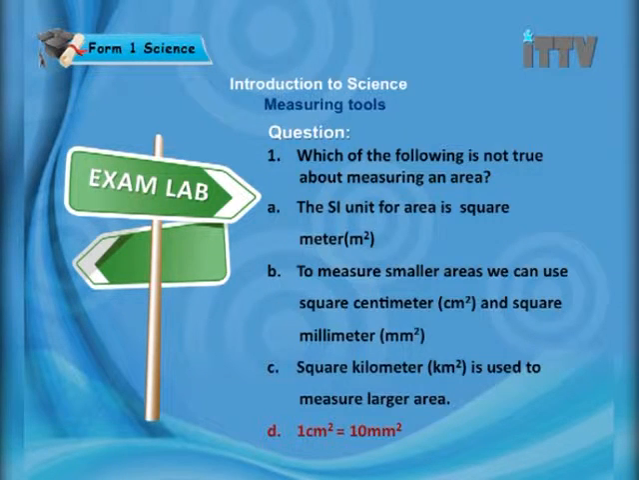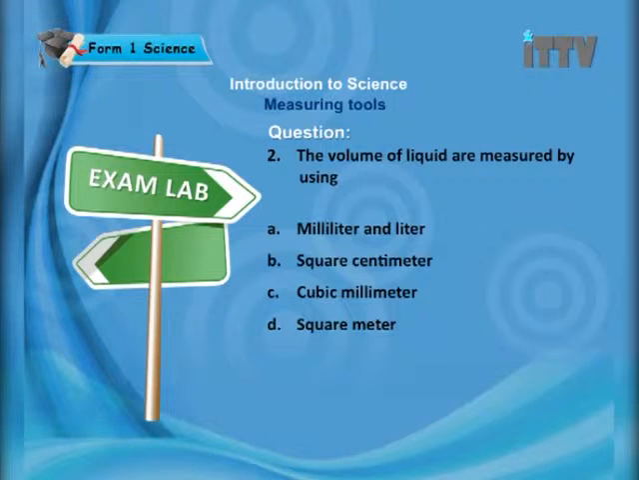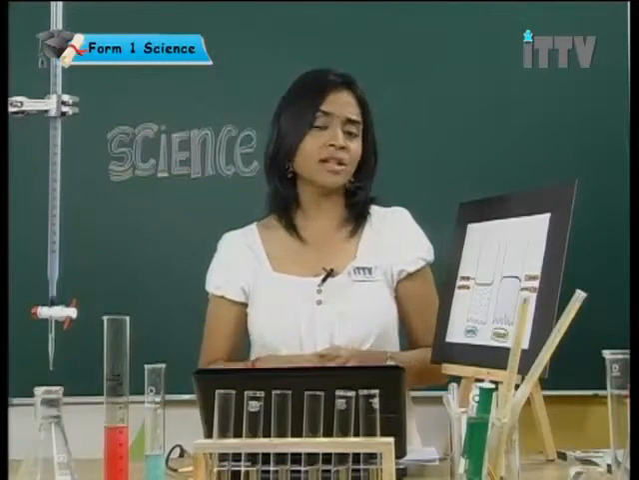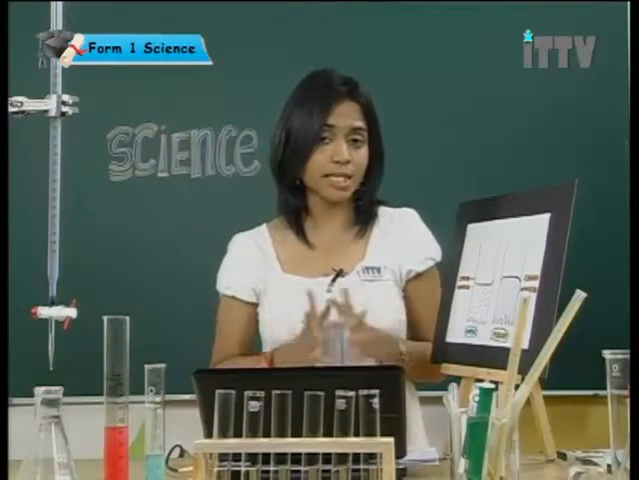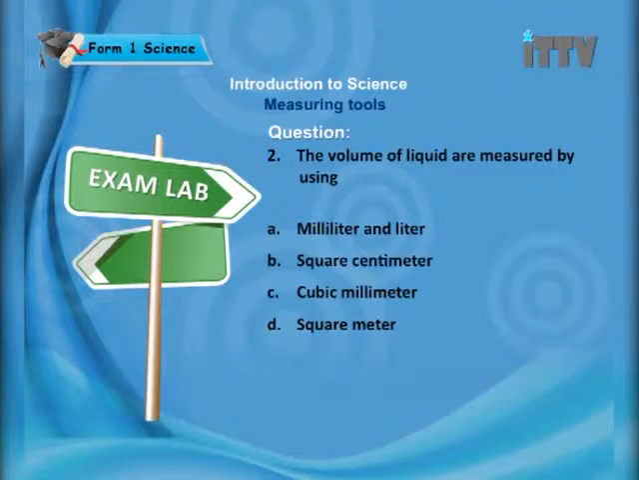Let's go further to question 2. The volume of liquid are measured by using A. Milliliter and liter, B. Square centimeter, C. Cubic millimeter and D. Square meter. Now let's remember, to measure the volume of liquid, what do we actually use? The word square here actually refers to area. So the answer option B and D is obviously not correct. Is it A or C? The correct answer is A, milliliter and liter.